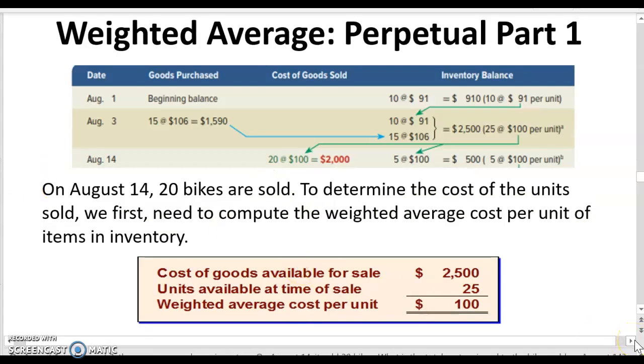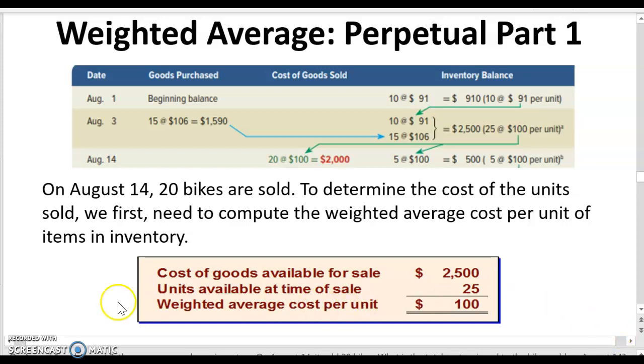Here's an example, again using that same one. We had 10 at 91 in our beginning balance, and then we purchased the 15 at 106. So once we purchase the 15 at 106, we come up with our total amount. The 10 at 91 plus the 15 at 106 equals $2,500. We divide that by the number of units, so we came up with a cost per unit of $100 per unit. So we're going to sell those goods at $100 a unit.